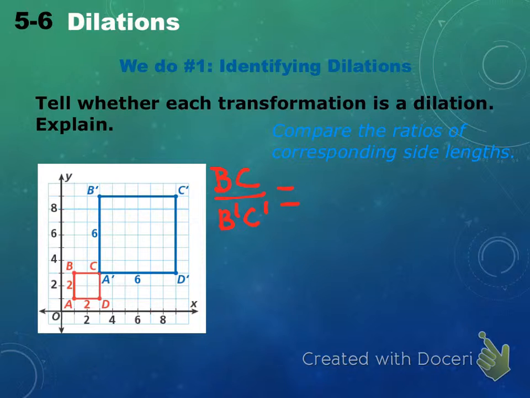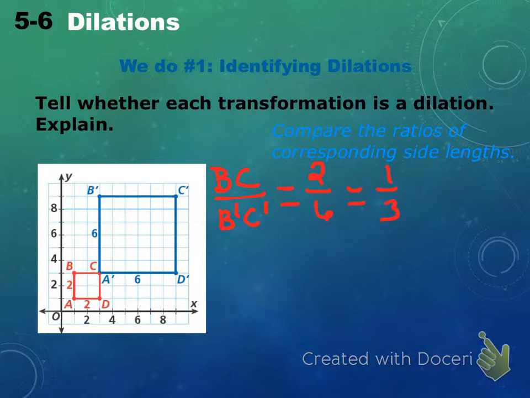BC is going to be 2 units long. B prime C prime is 6 units long. When you simplify that ratio, we get 1/3. So now we need to take that and compare it to another one.